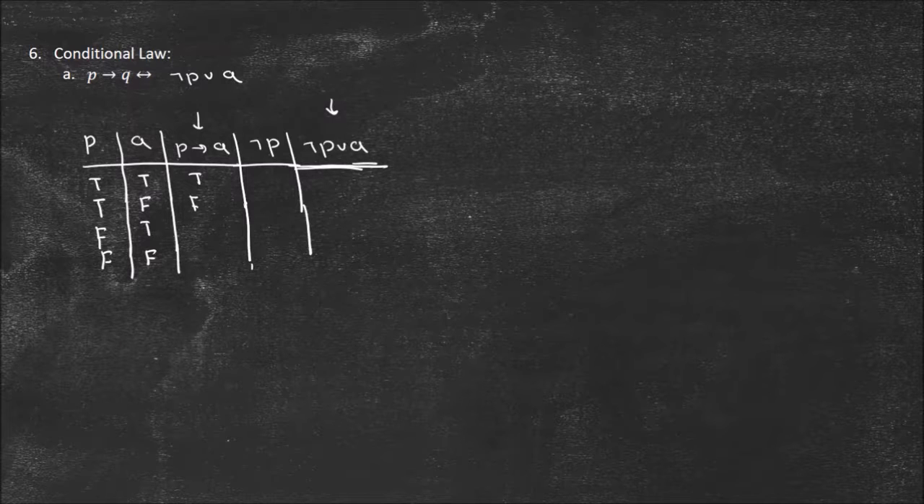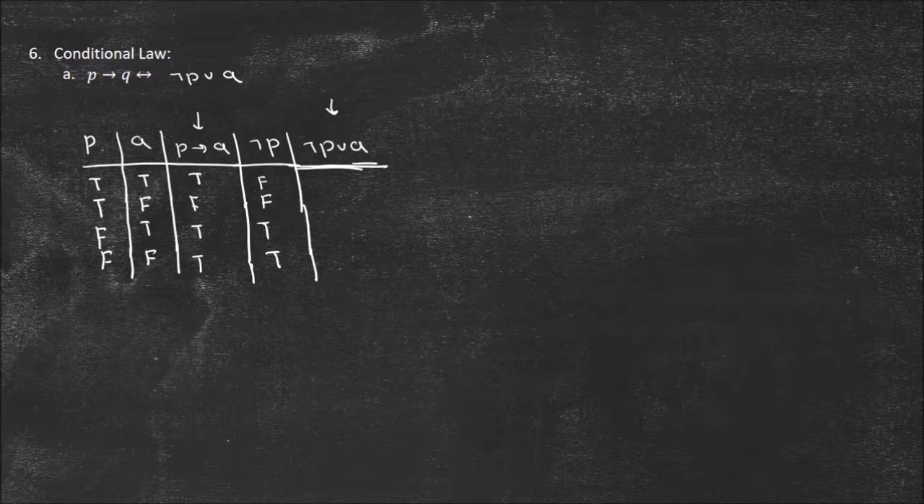This is one a lot of people get confused on, but this is actually true. There's no evidence to say that P does not imply Q here, because P implies Q just says that if P is true, Q has to be true. And the last one, if P is false and Q is false, there's no evidence to say otherwise there. Okay. So now not P, we're just going to put the opposite of the P, so we're going to have false, false, true, true. And now not P or Q.